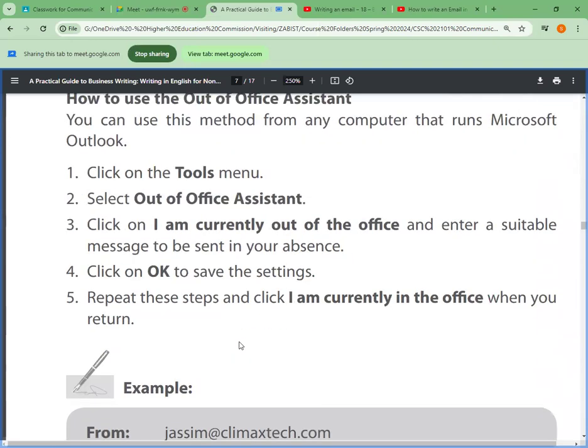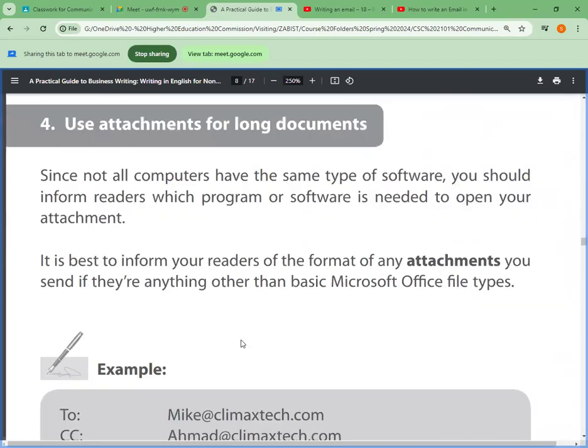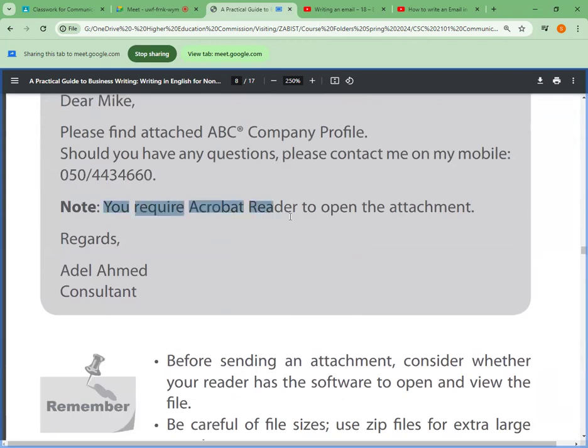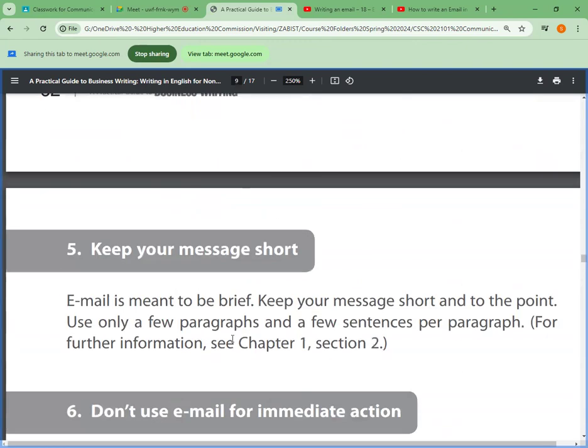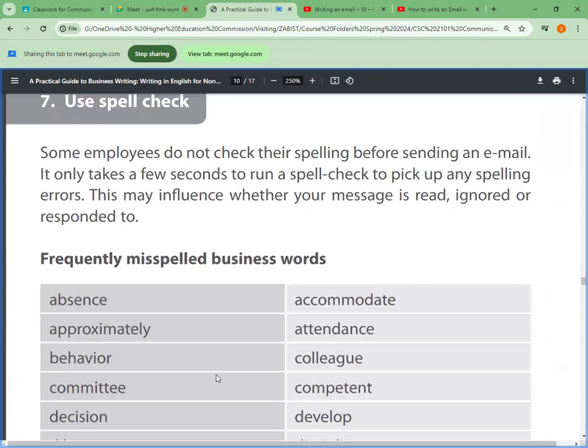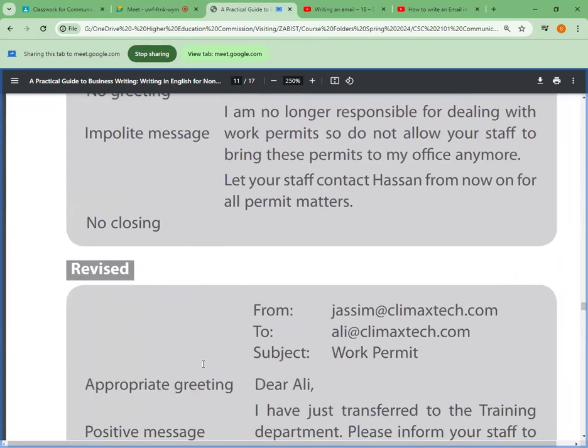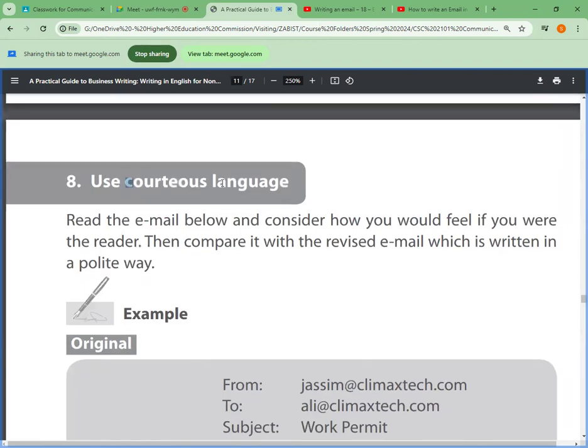Then we have attachments. Like I told you, attachments के साथ आप यहाँ लिख सकते हैं, you are required to use this software to read the attachment. So ये सारा जो एक reference chapter है, you will be reading it on your own. ठीक है. अच्छा, ये एक एग्जाम्पल है. Use courteous language.